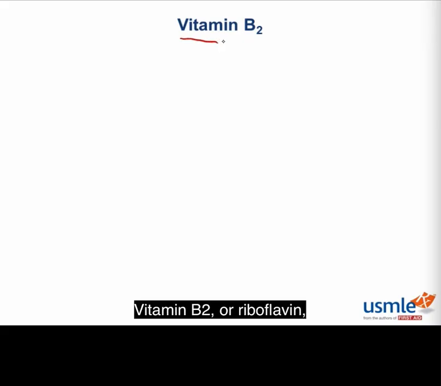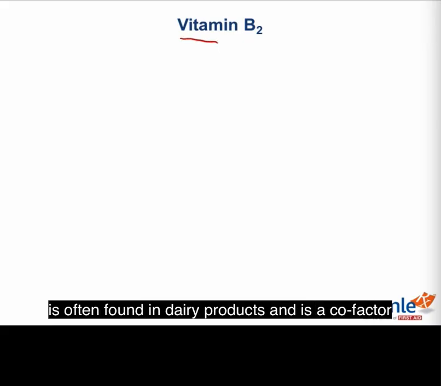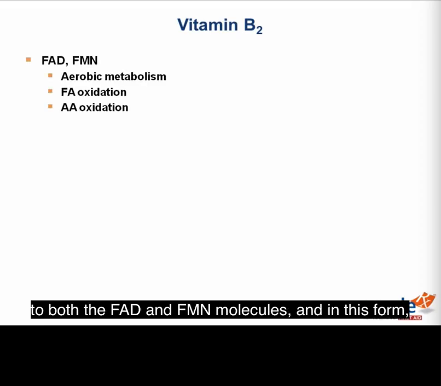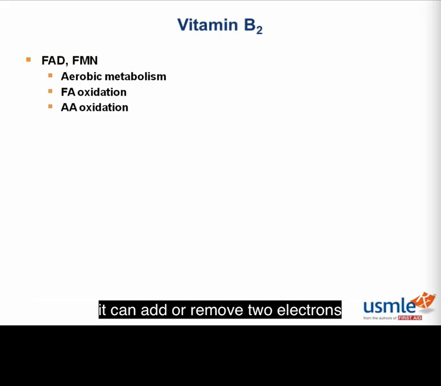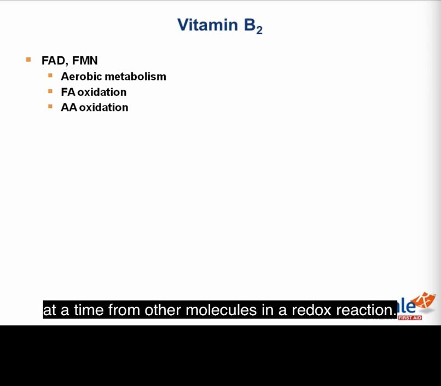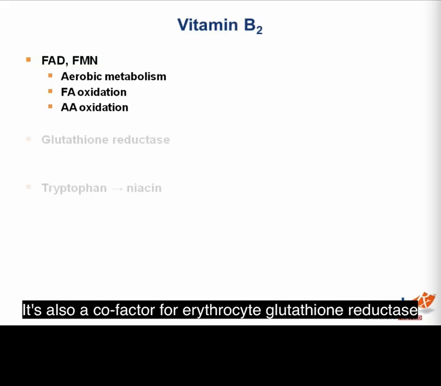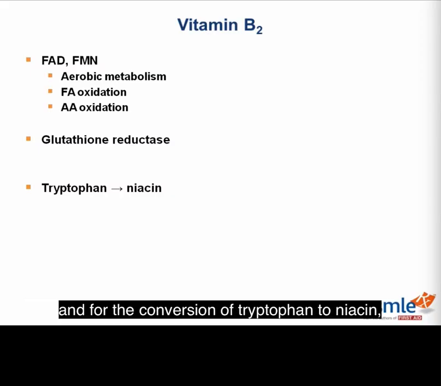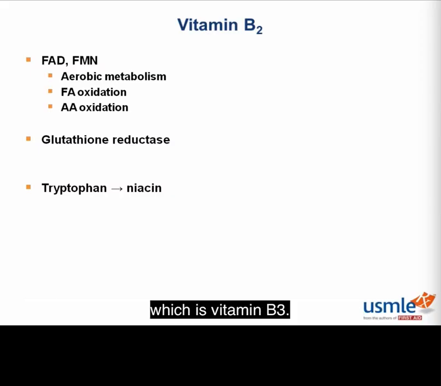Vitamin B2, or riboflavin, is often found in dairy products and is a cofactor in many oxidation and reduction reactions. Most importantly, it's a precursor to both the FAD and FMN molecules, and in this form it can add or remove 2 electrons at a time from other molecules in a redox reaction. This is how it's involved in fatty acid oxidation, amino acid oxidation, and aerobic metabolism. It's also a cofactor for erythrocyte glutathione reductase and for the conversion of tryptophan to niacin, which is vitamin B3.